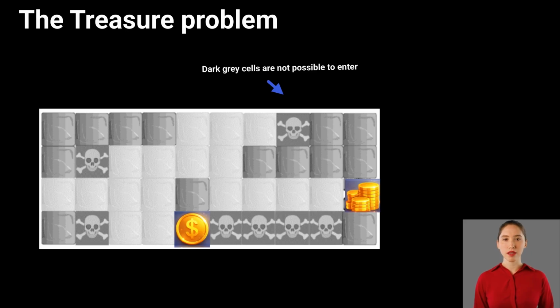In the treasure problem, there are 4 possible actions, one for each cardinal direction. The state is defined by 2 variables, x and y, a 2-dimensional position. The x position ranges from 0 to 8. The y position is between 0 and 3. The starting position is always at x equals 0 and y equals 1.